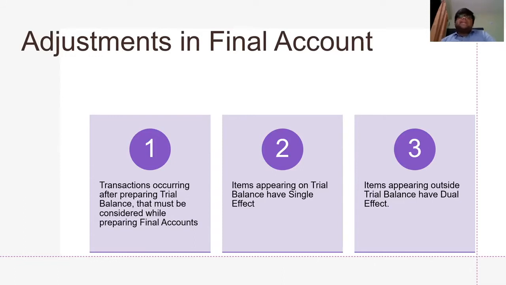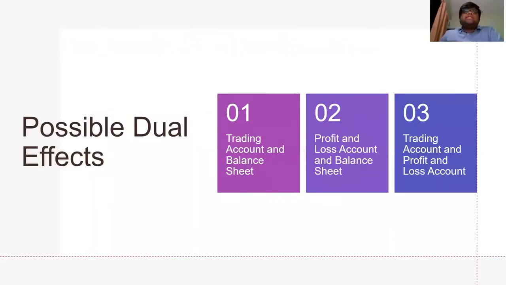Such financial transactions are adjusted after the preparation of trial balance. The adjustment helps to determine the actual net profit and financial position of the business. So every adjustment, like I said, has a dual effect. So these are the possible dual effects. The effects can be on the trading account and the balance sheet, or the profit and loss account and the balance sheet, or the trading account and the profit and loss account.